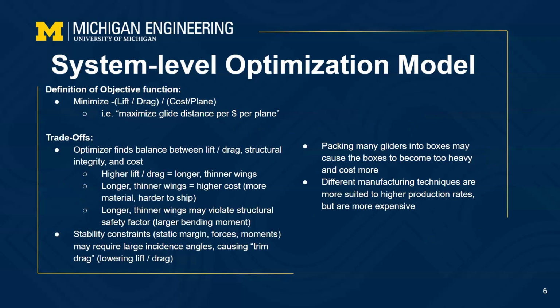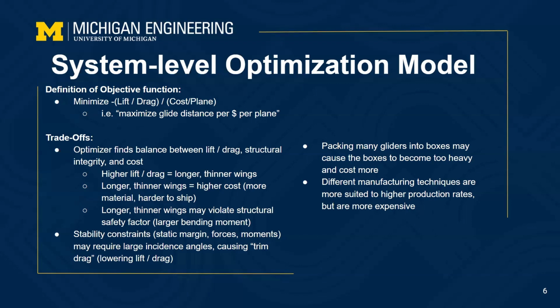Our objective function is to minimize our negative lift over drag divided by our cost per plane. This essentially represents maximizing our glide distance per dollar per airplane. Some trade-offs that we see in our system: the optimizer will try to find a balance between lift and drag, structural integrity, and cost. Higher lift over drag produces longer, thinner wings, but long, thin wings have higher cost because of the higher amount of material, and they're also harder to ship.